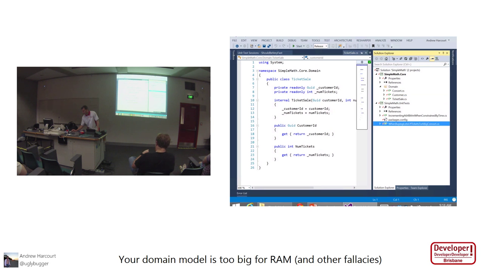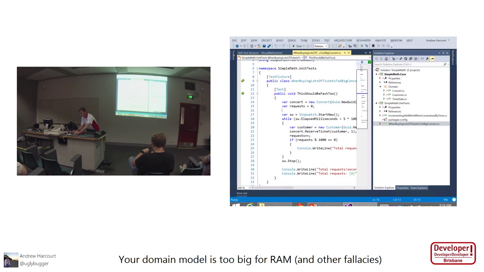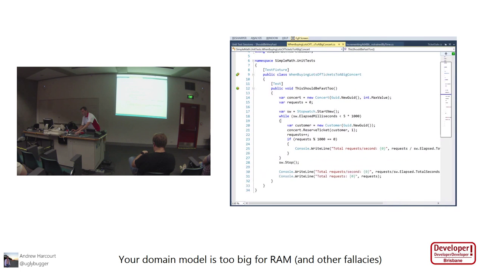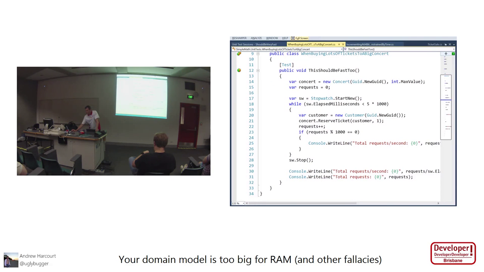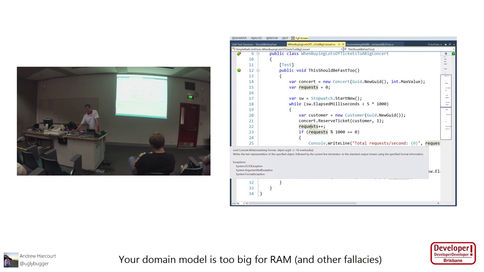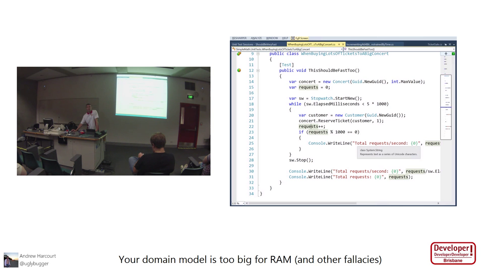So if we look at what the code looks like here, make that big again. Here we go, so we've got our stopwatch. We're doing this for 5 seconds. We new up a customer, we call concert.reserve ticket for customer, and we want to reserve one ticket. We keep a count of our requests, and roughly every 1,000 requests, we spit out the number of requests per second that we're currently processing. So the key thing here is that our concert is keeping track of how many tickets it's got reserved and all those sorts of things.